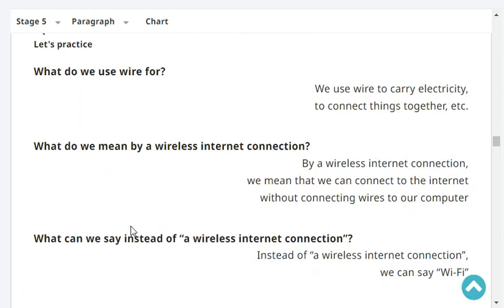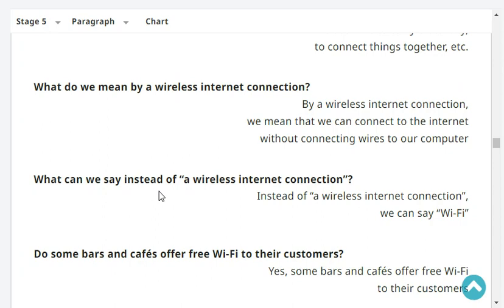By a wireless internet connection, we mean that we can connect to the internet without connecting wires to our computers. Very good. What can we say instead of a wireless internet connection? Instead of a wireless internet connection, we can say Wi-Fi.